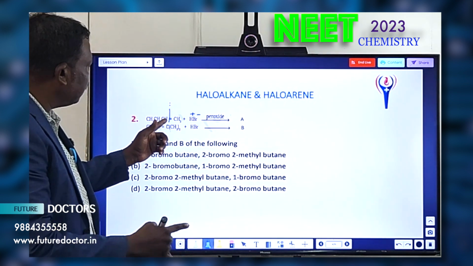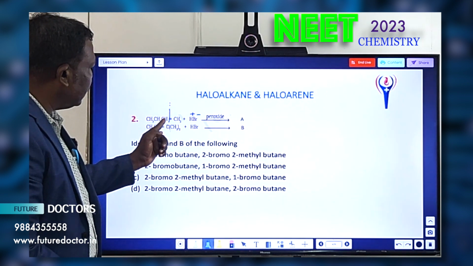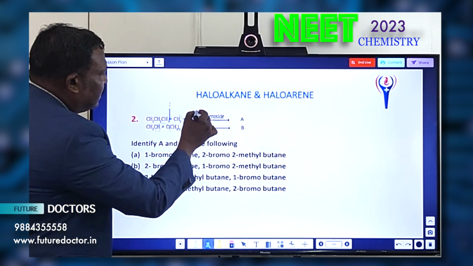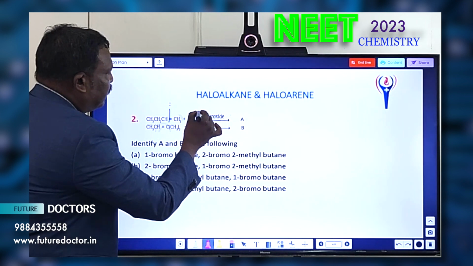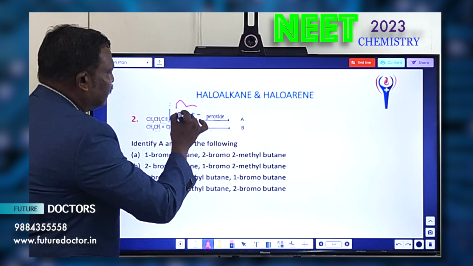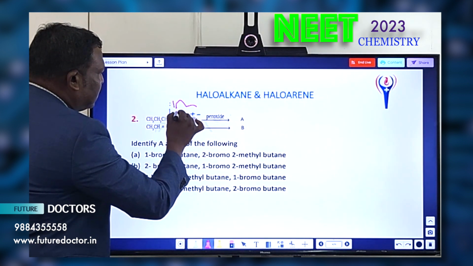So, which carbon has more hydrogens? This carbon has 1 hydrogen, this carbon has 2 hydrogens. So the negative part goes to the carbon atom which carries more number of hydrogens. Understood? So automatically the positive part goes to the other side.